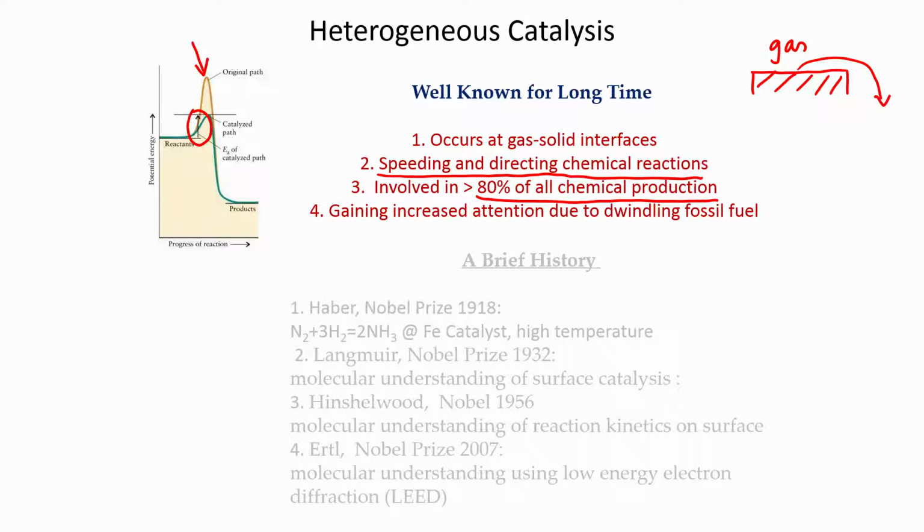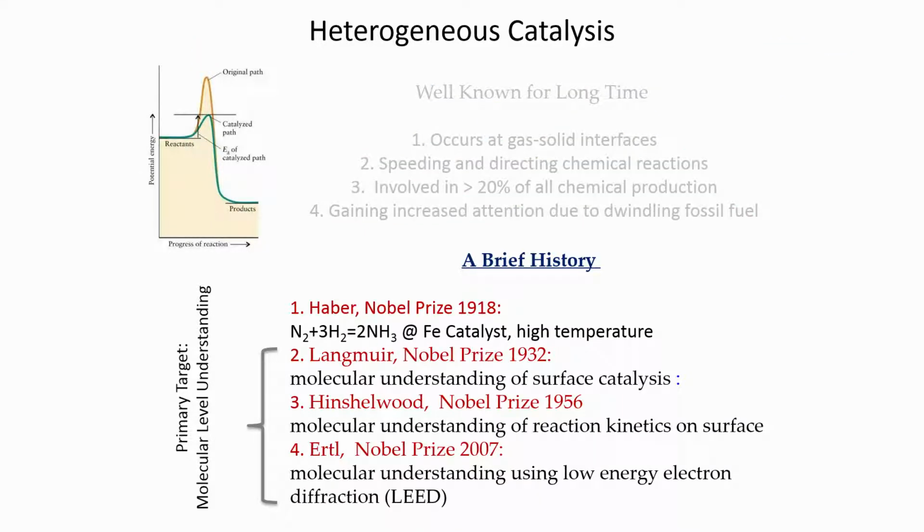Now, this heterogeneous catalysis is known for a long time. It is probably more than 100 years. We may say that the idea of heterogeneous catalysis started with Haber's ammonia synthesis. Ammonia was synthesized from nitrogen and hydrogen. What Haber did was use a little high temperature and an Fe catalyst. He actually tried many catalysts and then found Fe to be active for this reaction.